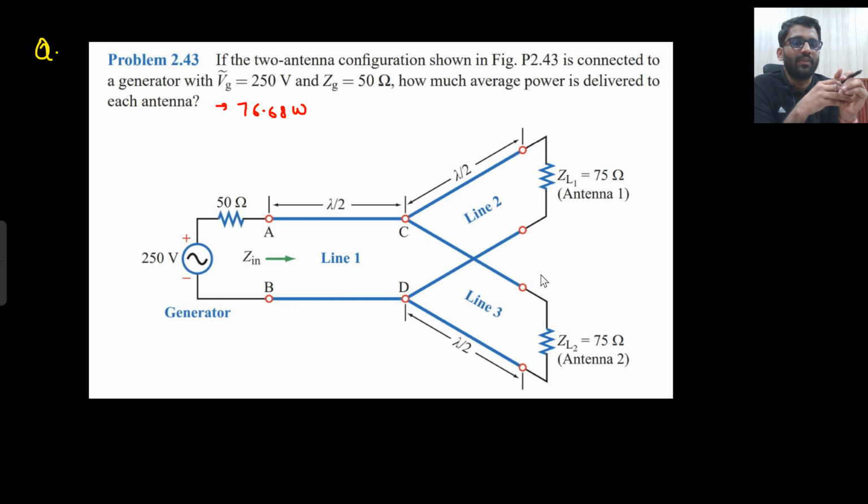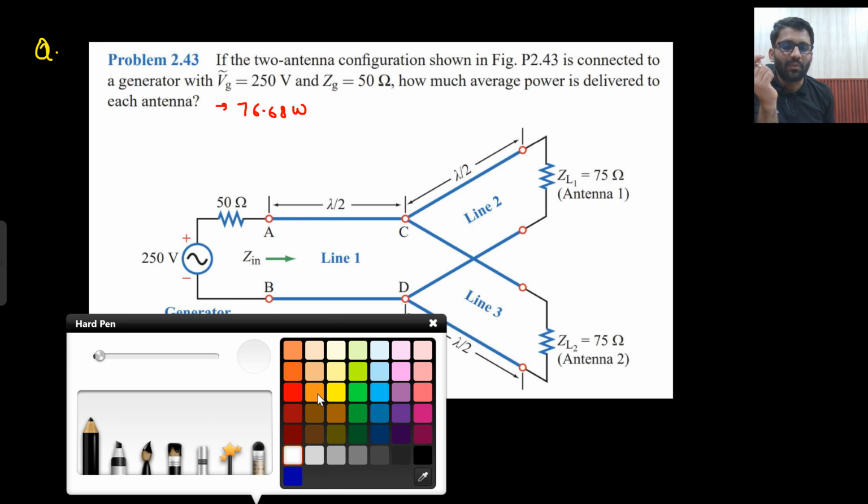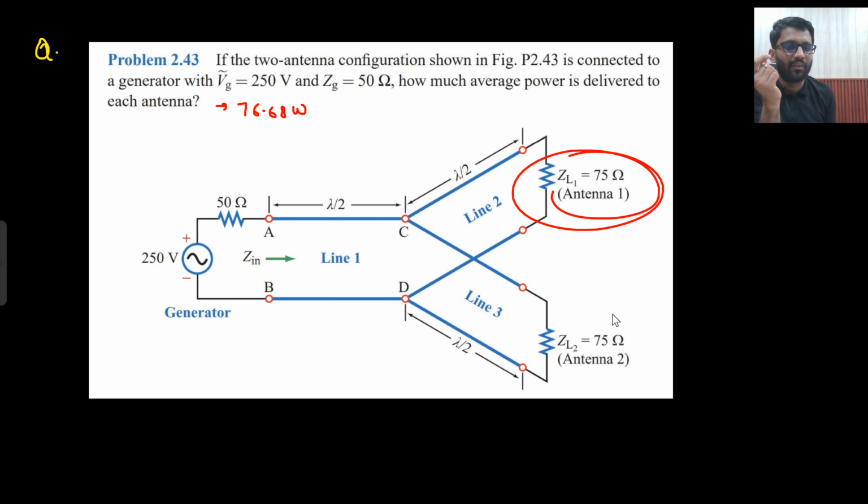So think and then tell how much power will be delivered to this load, or you can say will be delivered to the antenna. Is that clear to you? So find it out. It is a very easy question. I will take a break. You can also take a break, and then we will resume our journey.